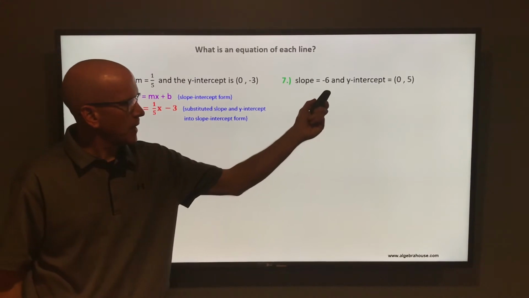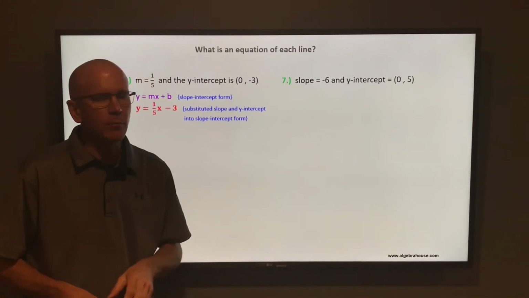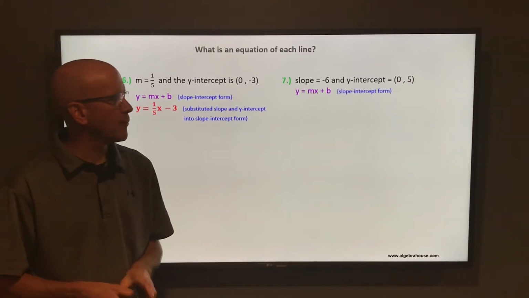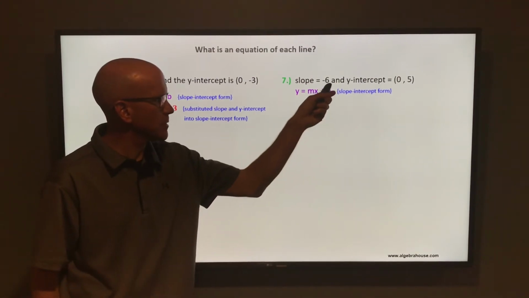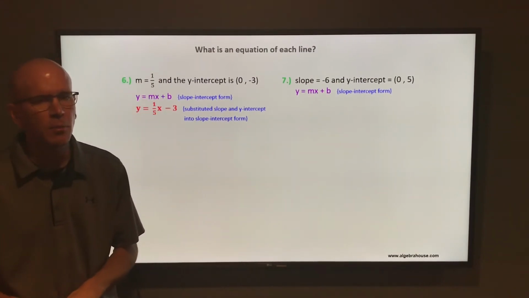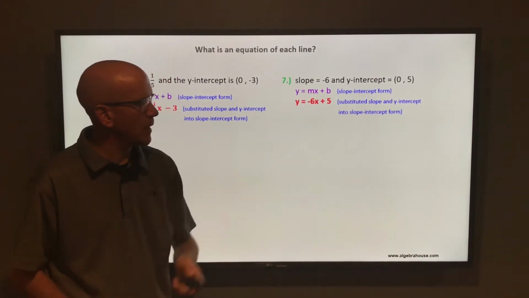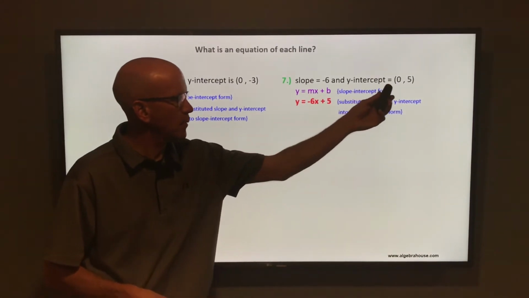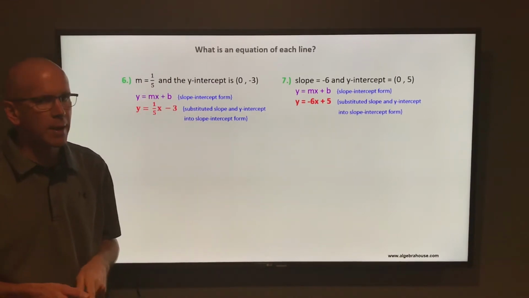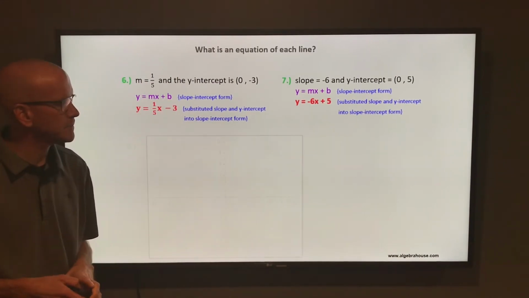If you have a slope of -6 and a y-intercept of 5, once again, to write that in slope-intercept form, y equals mx plus b, just substitute -6 in for m, that's the slope, and 5 in for b, that is the y-intercept. So the equation of the line that has a slope of -6 and a y-intercept of 5 is y equals -6x plus 5.